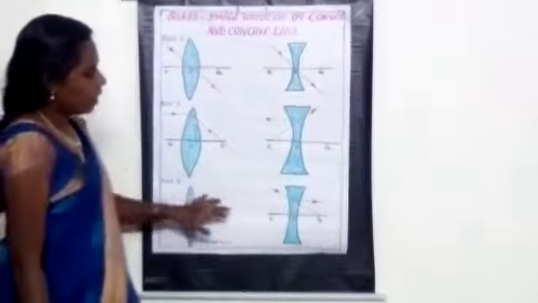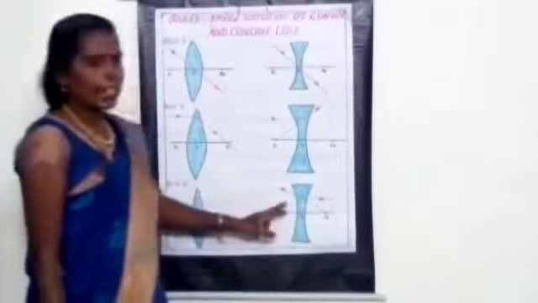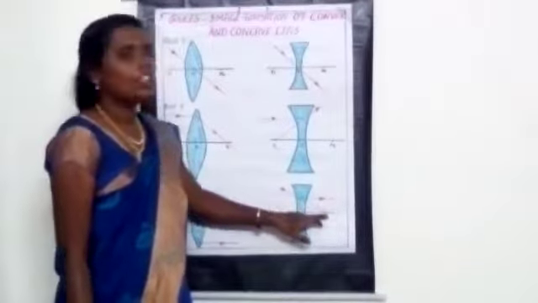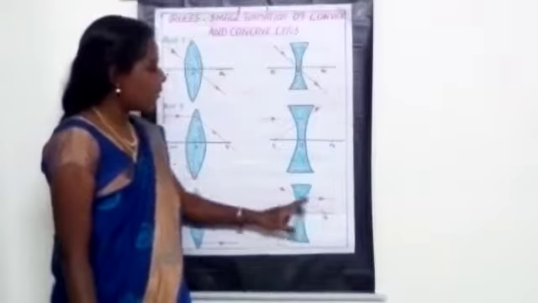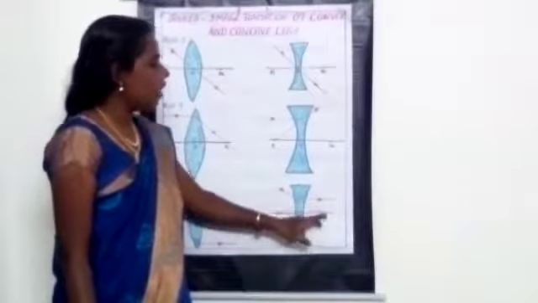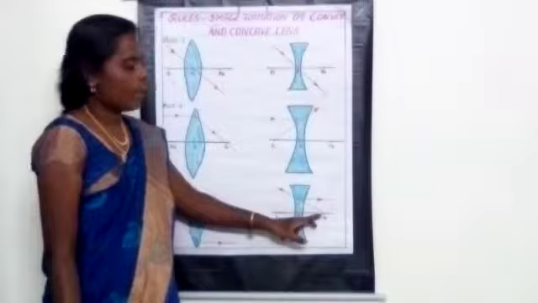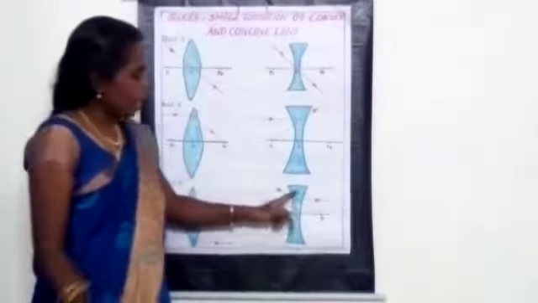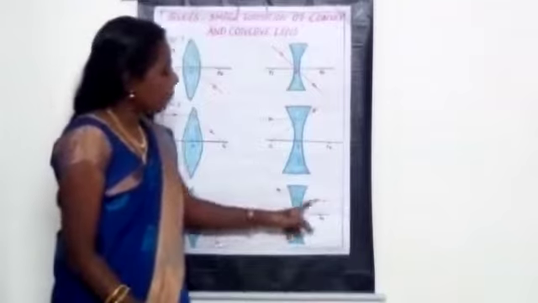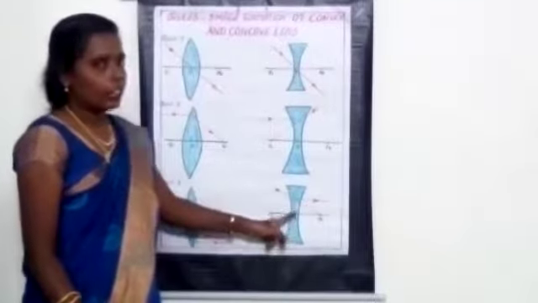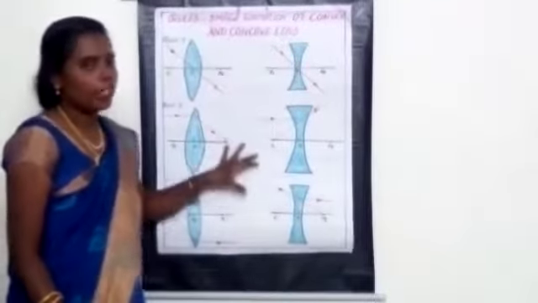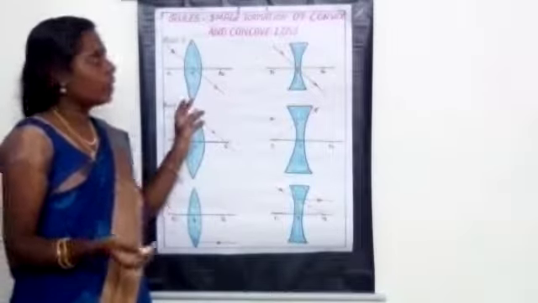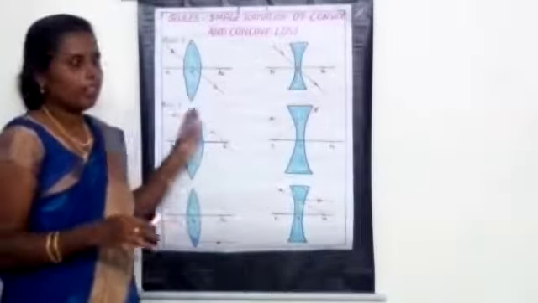Convex lens. Then for the concave lens, the third rule: when the ray of light is directed towards the principal focus, after refraction, it will be parallel to the principal axis. If you know these three rules, we can identify the image formation. In the next portion we are going to learn how the image is formed.